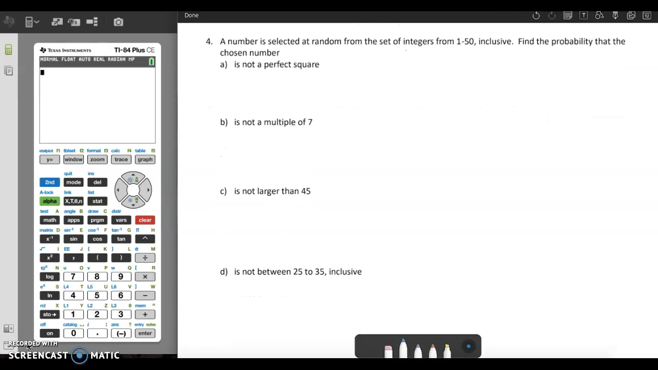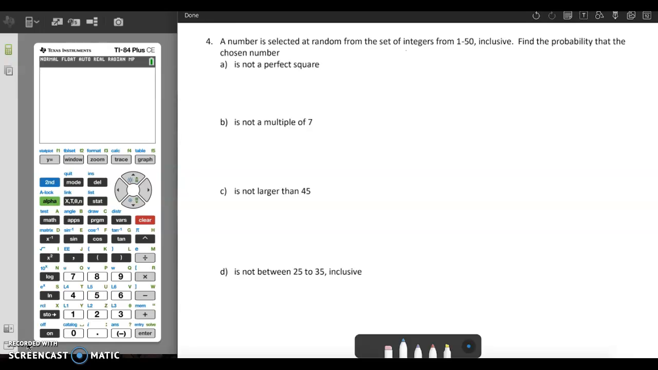So it says we're going to take a number selected at random from the set of integers from 1 to 50 inclusive. Find the probability that the chosen number, part A says, is not a perfect square. In order to calculate this directly, we would have to count up all of the non-perfect square numbers between 1 and 50. But there are a lot of those. There are much fewer perfect squares. So I think this one would be easier done by a complement.